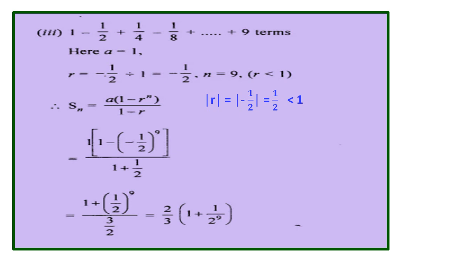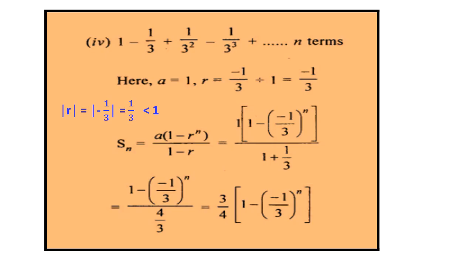So consider the formula of case 2, substitute the values of a, r and n and simplify, and the sum of 9 terms of the given GP will be equal to 2 by 3 into 1 plus 1 by 2 to the power of 9. If the values are above 8, 9 and so on, you are free to keep it as it is in the exponent form itself. In case 2, it says that if the absolute value of r is what?